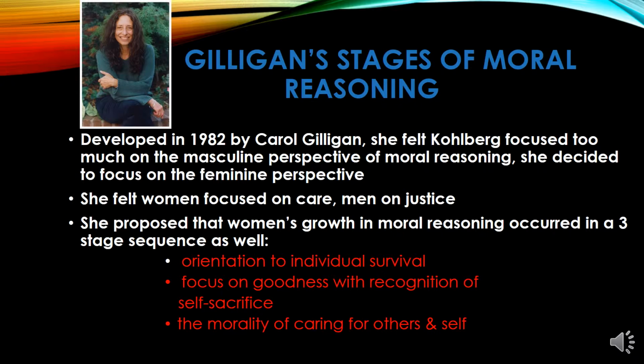The first stage of Gilligan's theory was that of orientation to individual survival. The second stage was the focus on goodness with a recognition of self-sacrifice. And the third phase was the morality of caring for yourself and others.